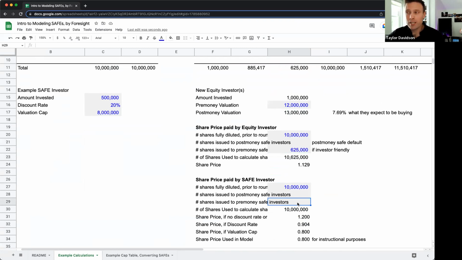Now, remember, when you're calculating the share price paid by a safe investor, the number of shares issued to all the safe investors are actually not part of the calculation of share count. So they're still paying the 10 million irrespective. It's the equity investor that has the slightly different calculation, because they're pushing the dilution on there. If it's founder friendly, you're not going to include the number of shares issued to the safes in the calculation of share count. So really, it's this one little difference, which is the biggest difference between a founder friendly and investor friendly option. All of the rest of the math is the same throughout.